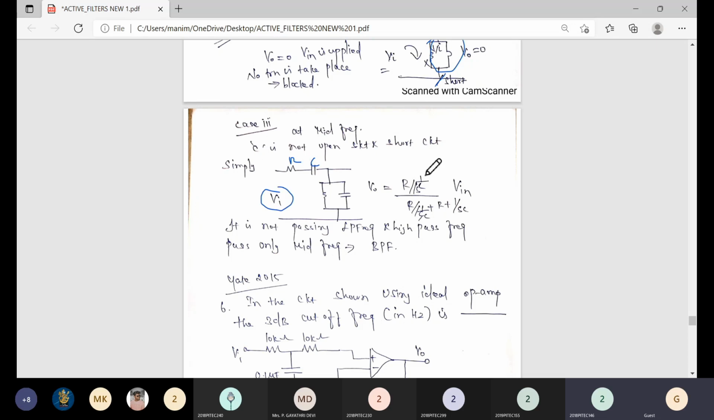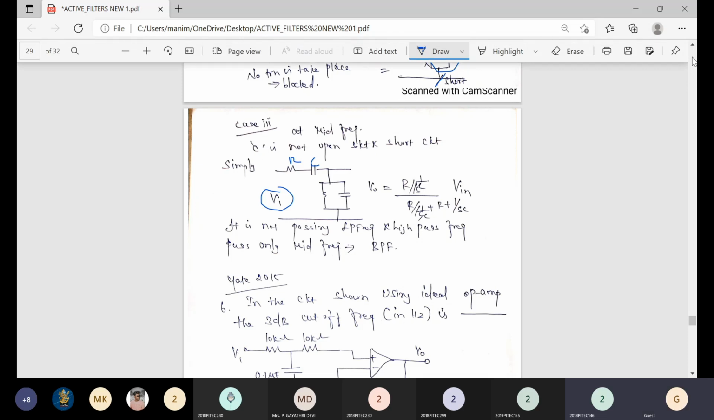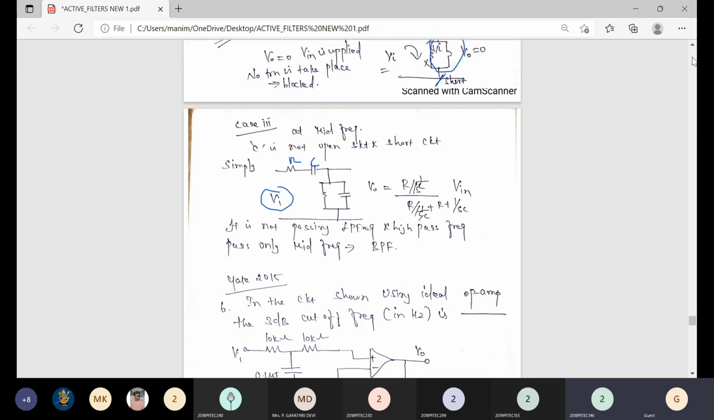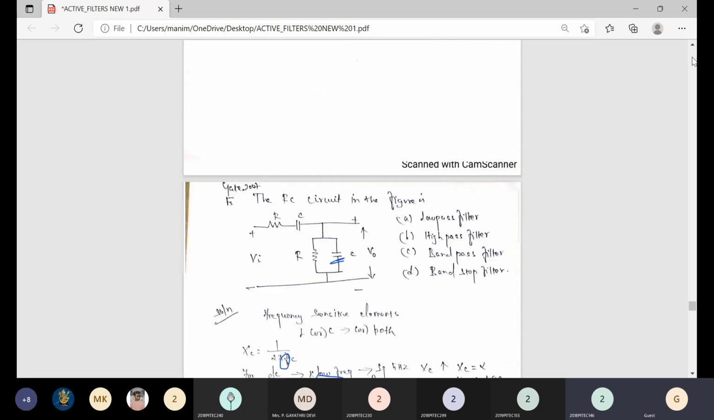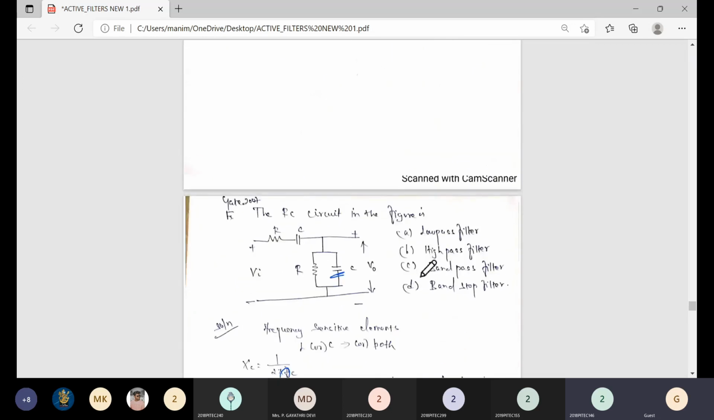Okay, so only in mid frequency do we have transmission from input to output. For low frequency, we give input, output is 0. For high frequency, we give input, output is 0. There is no transmission between the input and output. But in mid frequency, we have transmission from input to output. So the given filter is which filter? That is the band pass filter, right? In this way, we identify the given filter.